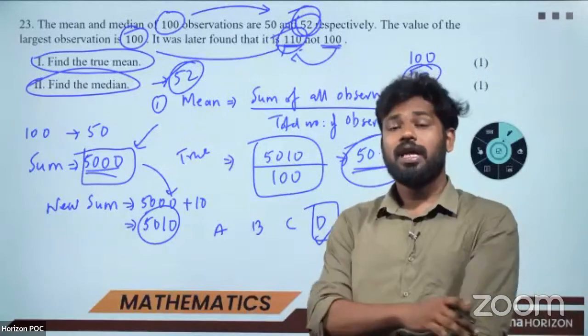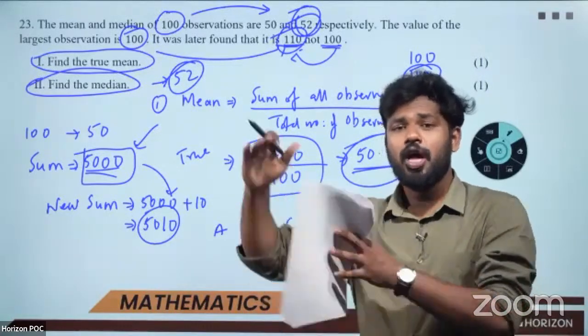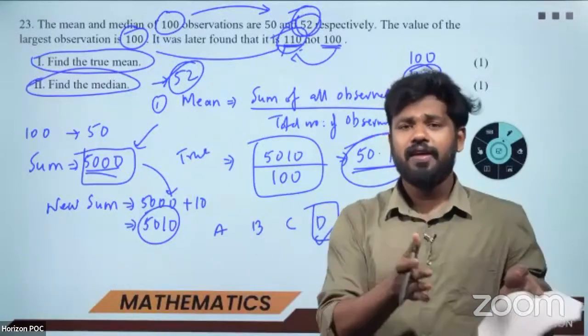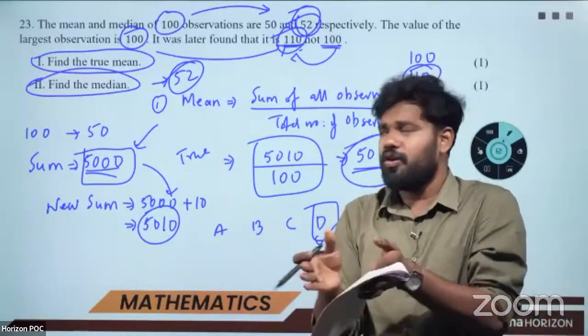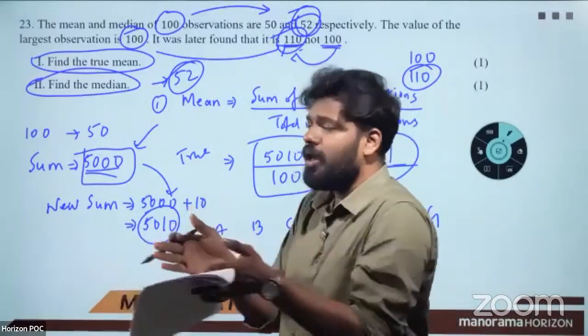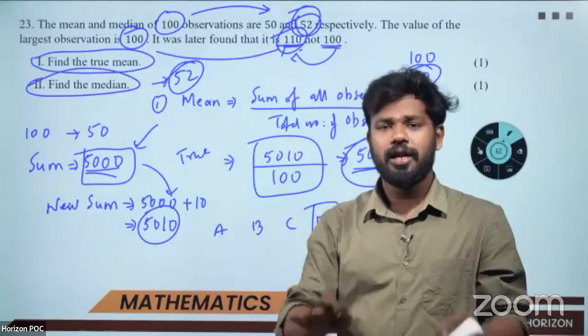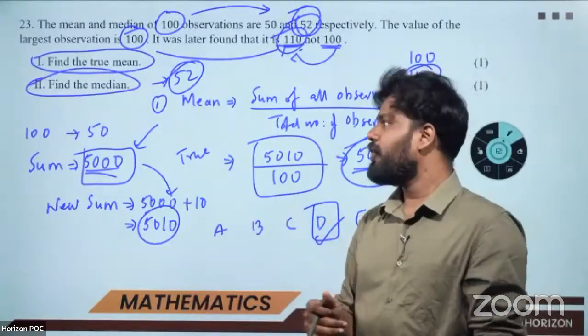Clear? So nothing happens to the median just because you're only changing the top value, that is 100 is being changed to 110. Not any values in between 0 and 100, or not any values which are in the middle part of the raw data. So you're not changing anything in the middle part. Nothing happens to the median. It stays as such. It will be 52 itself.